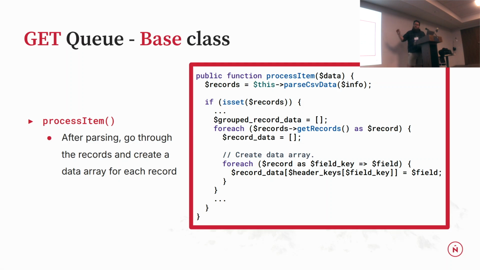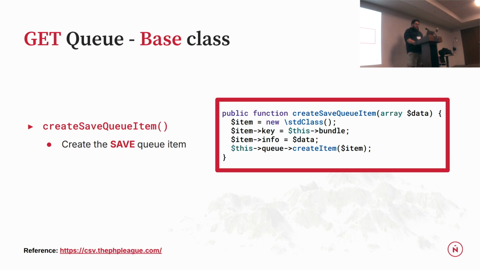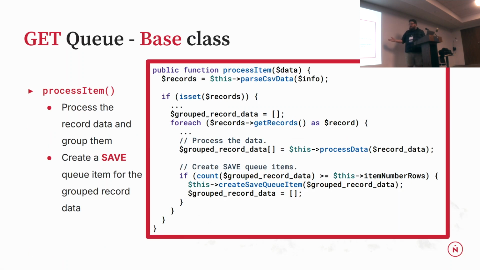So we're going to get those records, loop over the record, and then figure out how those map to the header keys, and then put them together. Then we are going to call the process data. So we process it, we map it, do any of that kind of massaging, if you will, and then if we've added enough to our group, we're going to send it off to our create save queue. Again, the process data is very specific, so I don't have a specific example, but again, mapping, right? We want to combine things together.